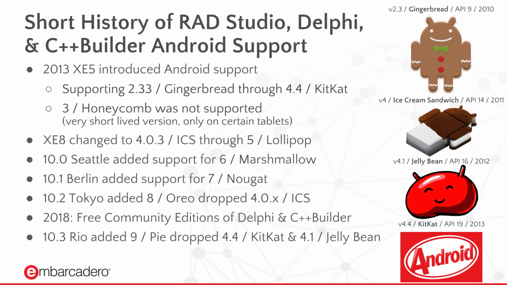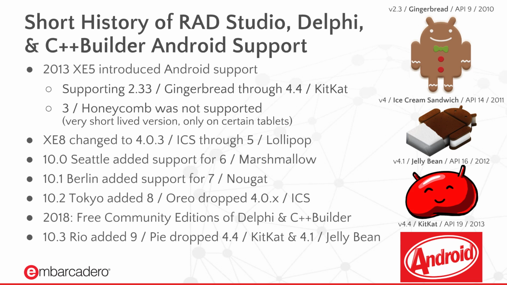Pretty much once Ice Cream Sandwich came out, Honeycomb kind of faded away. It was kind of an interim release. It was kind of a weird duck. Anyway, XE8 changed that. It dropped Gingerbread and only supported Ice Cream Sandwich through Lollipop. And then we kind of just kept adding new versions of Android. Tokyo dropped Ice Cream Sandwich.